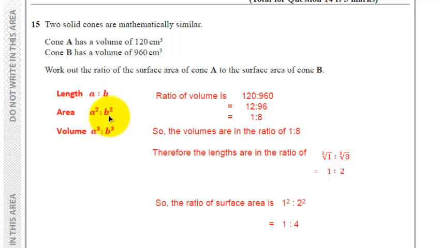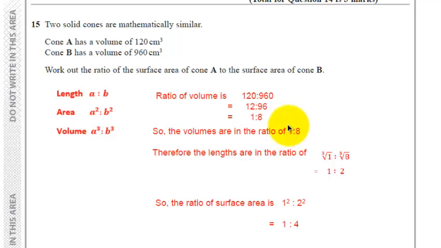Now if you don't know this fact before you go into the exam, you're going to struggle to pick up marks on this question. We know we're interested in the ratio of the surface area of these two cones, and the ratio of the volumes, because that's the only information we've got, is 120 to 960. If I divide it by 10 and then divide it by 12, I simplify it down to a ratio of 1 to 8, and wherever possible you should always work with a simplified ratio.